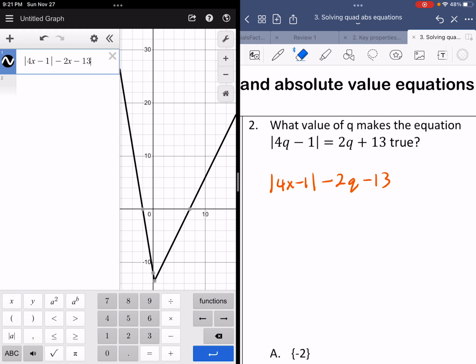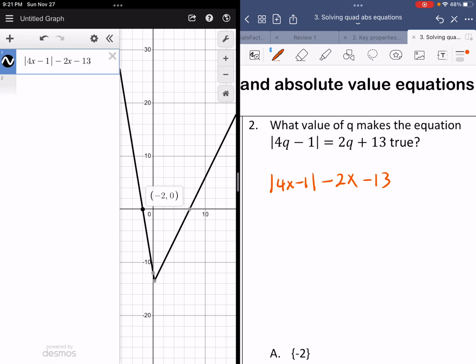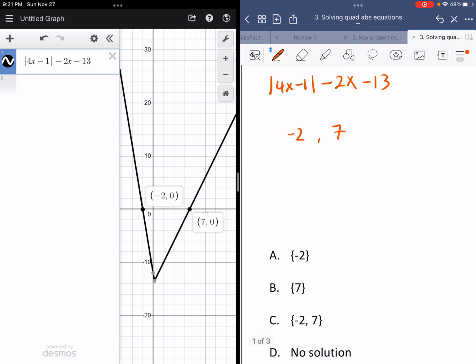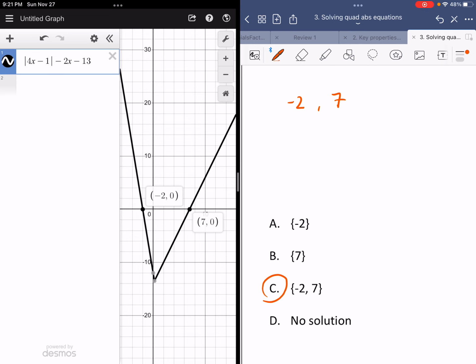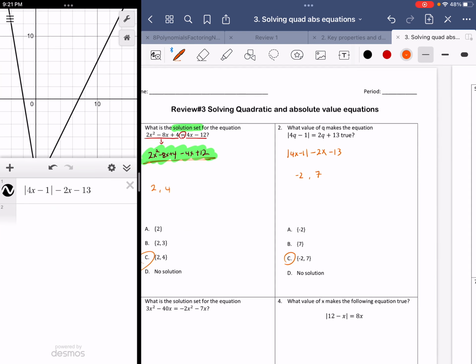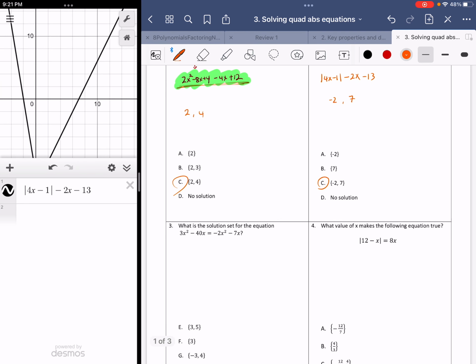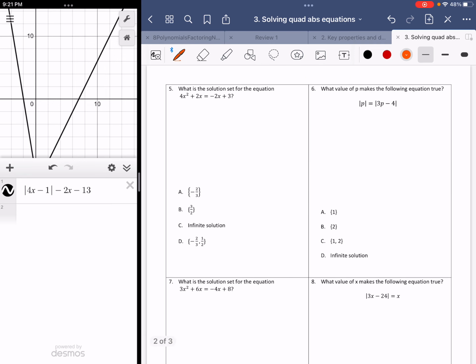Here, do you see my mistake? Instead of x, I wrote q. So here, do you see your answer? Negative 2 and 7. So we have 2 answers, which is this. So that's it. It's very easy, right? So I believe you guys will be able to get this done. Sometimes you will have one answer, sometimes you will have 2 answers. Just keep that in mind.